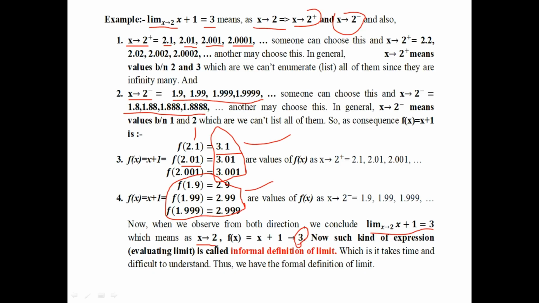Such kind of expression or evaluating limit is called the informal definition of limit, which takes time and is difficult to understand. Thus we have the formal definition of limit.